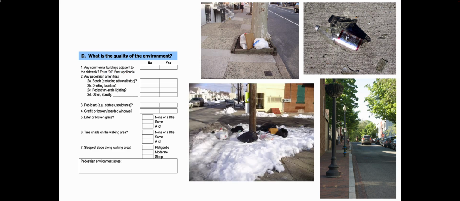Finally, as with other sections, there is a note space here where the rater should note distinct features that enhance or detract from a pedestrian's walking experience. For example, in this photo, we might see that snow and the presence of garbage could make it difficult to cross the street at this particular intersection.